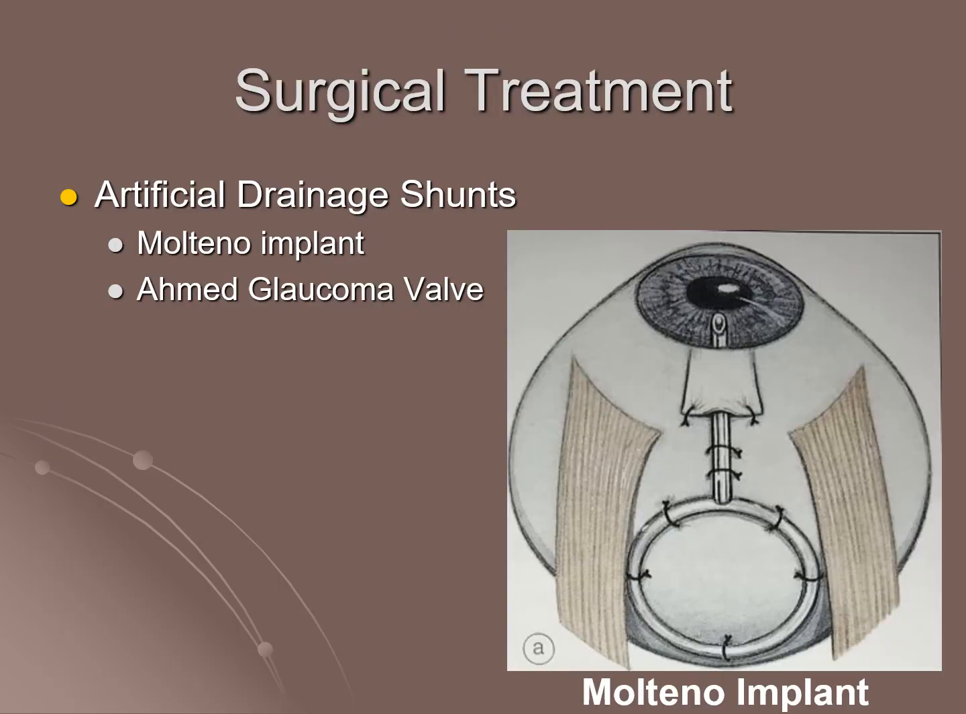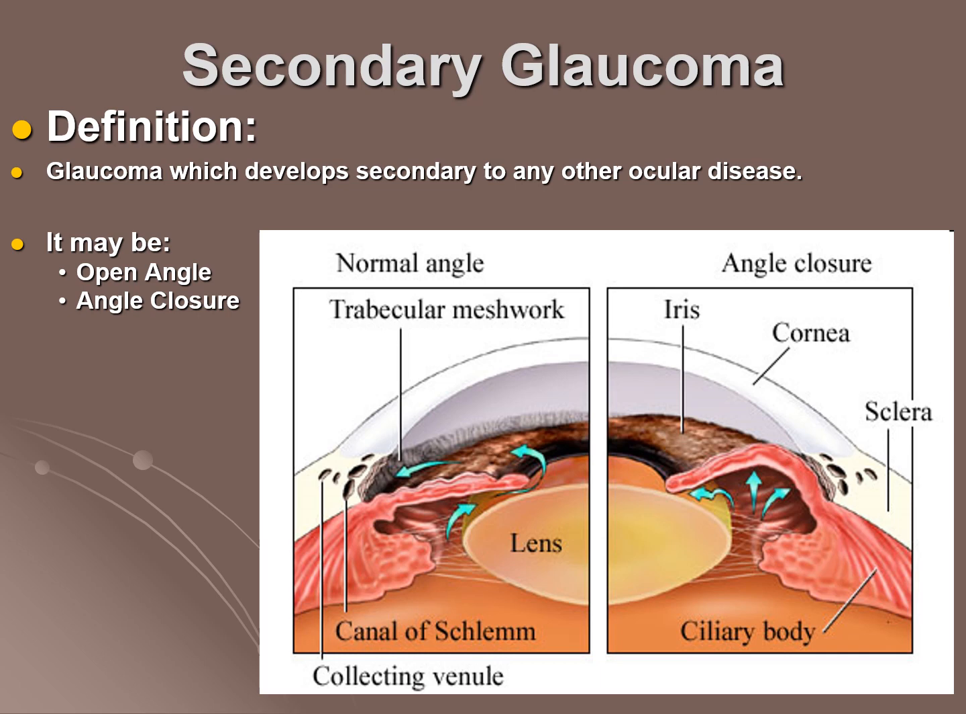But if all the surgical measures fail, then the answer is artificial drainage shunts. Molteno implants and Ahmed glaucoma valves are available. And here you can appreciate the Molteno valve in place. It is shown in a diagrammatic way. So this is all about congenital glaucoma.